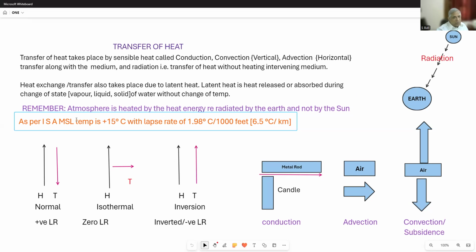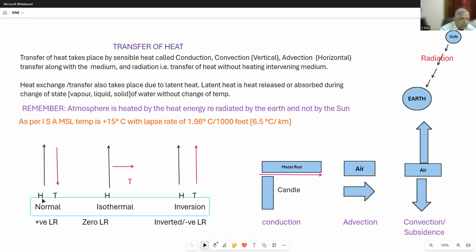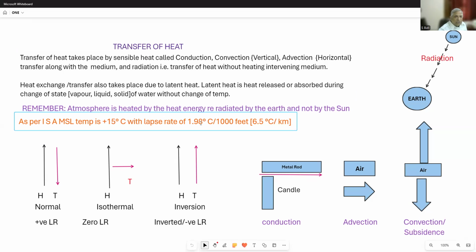But you know, we don't have standard atmosphere everywhere. Sometimes a dry parcel of air is rising, sometimes a saturated parcel of air is rising, and their lapse rate will be different. Okay. In a normal atmosphere, as your height increases, temperature will decrease. Rate may vary. This is in a standard atmosphere. And that is known as the positive lapse rate, fall of temperature with height.